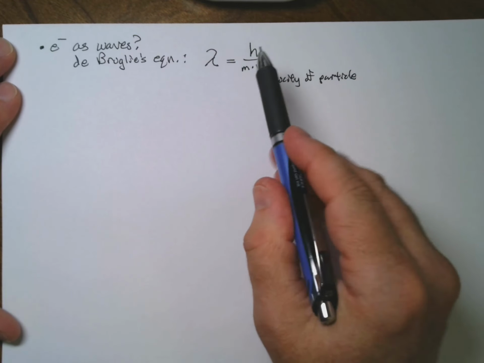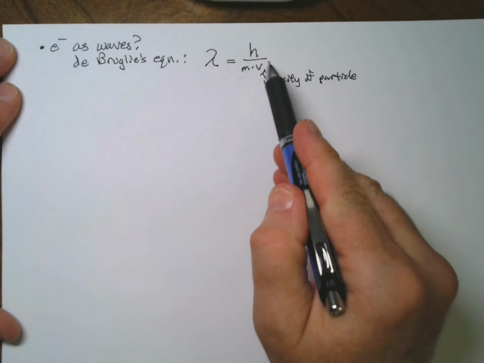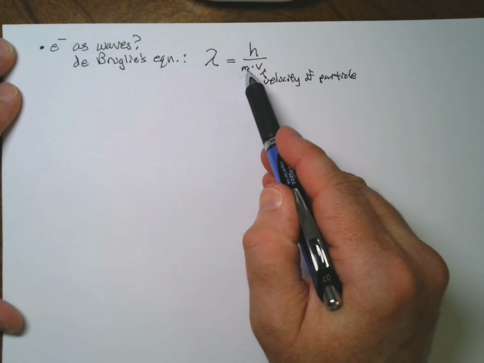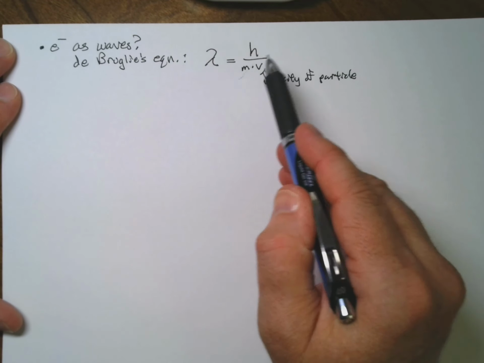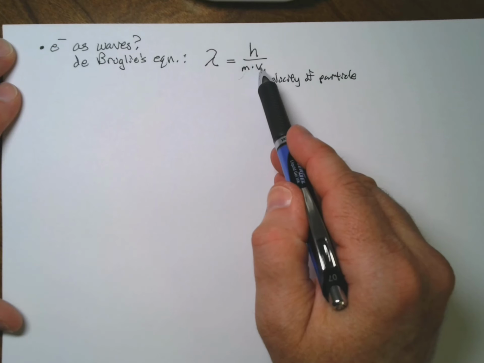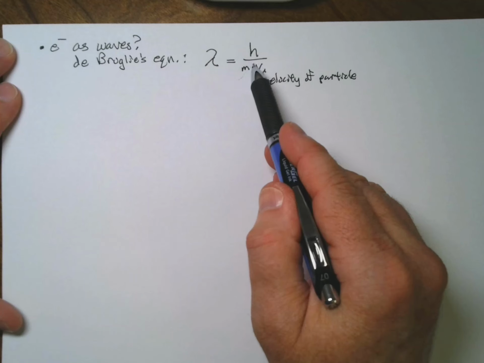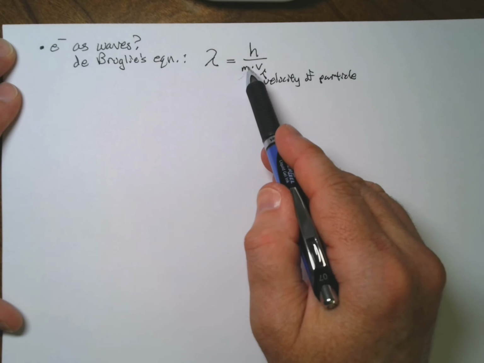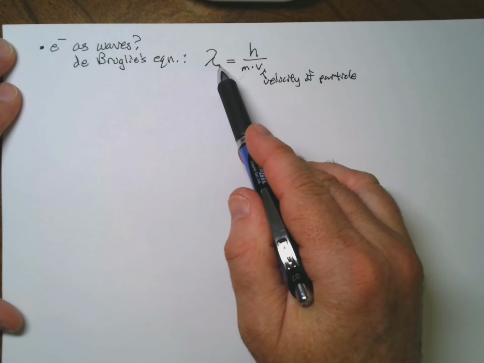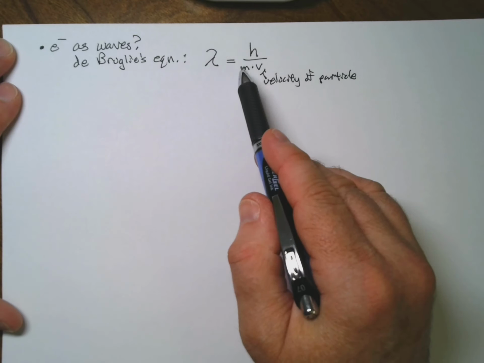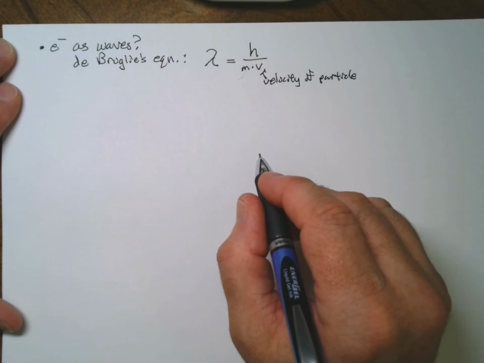So you could see that h is a very small number. Sorry about that. H is a very small number. And if the mass is big, and even if the velocity is big, we're going to end up with a very, very small number for something that has a large mass. And so we'd have a very small wavelength, and we'd essentially have something localized in space.